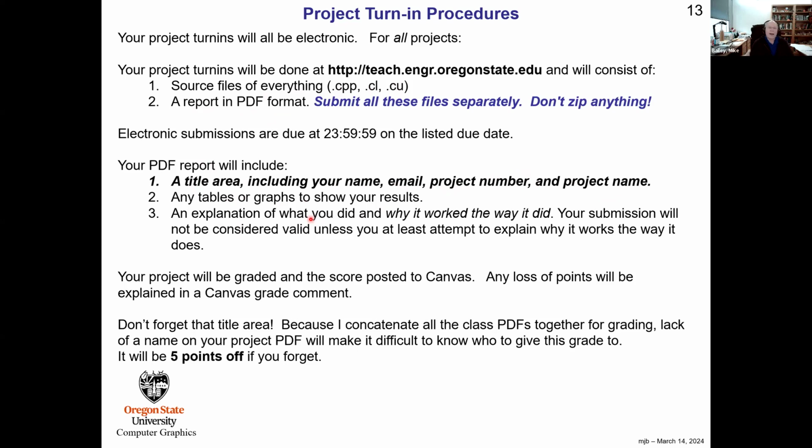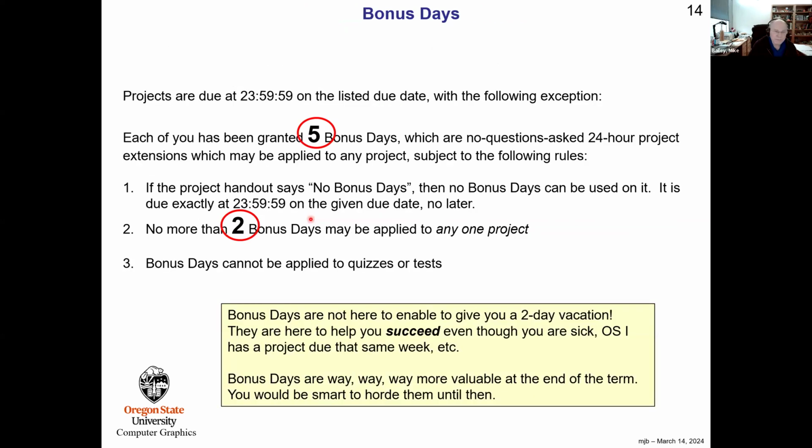Now, what happens is I've got a script that goes out to Teach and vacuums up all of your submissions. And then I concatenate it into one big PDF, and that's what we grade from. So if you forget to put your name on the top of the first page, we won't know whose we're grading. We'll just get to the next page in the big PDF file, and there will be no name there. And we can't give you credit for the points you earned because you didn't put your name there. Put your name there.